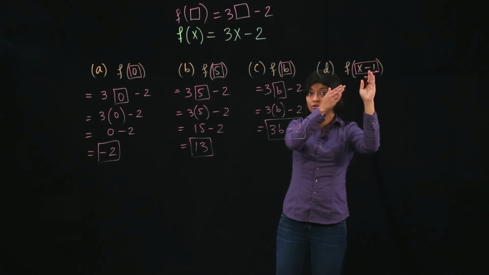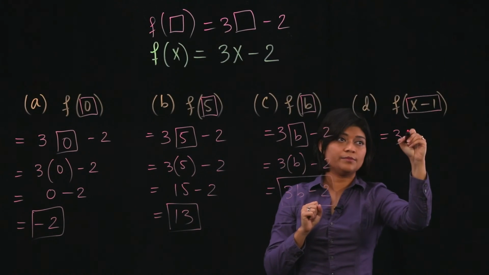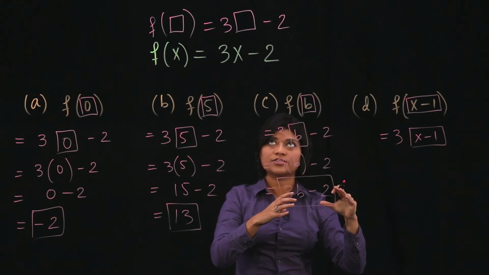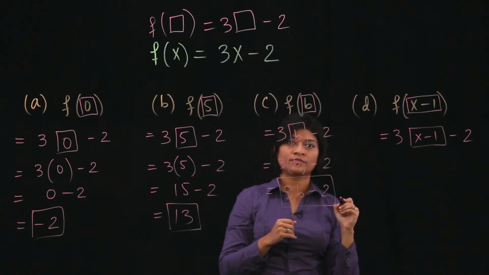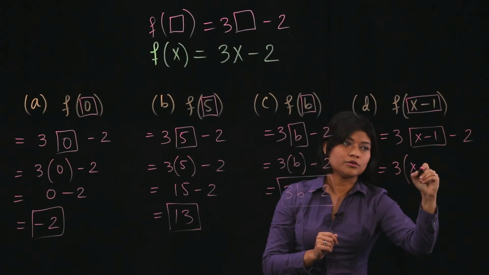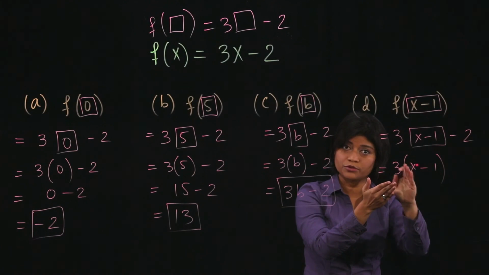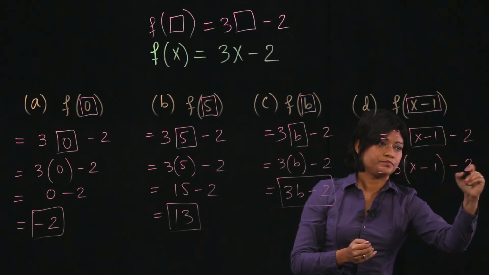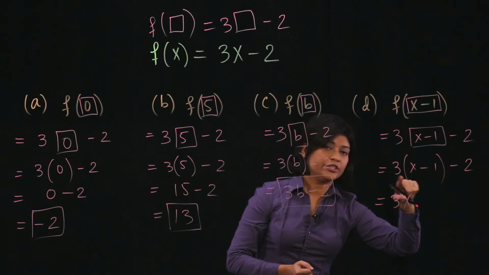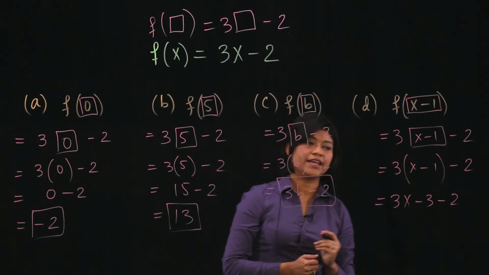Okay, so let's write it down correctly. What will be the right hand side? Remember, 3 times you plug in the entire x minus 1 inside that box and then subtract 2. One more time, this means this 3 is multiplied to x minus 1. Please be careful here, okay? 3 has to distribute for both terms. So let's do that. 3 times x is 3x. 3 times negative 1 is negative 3. And you still have the negative 2.